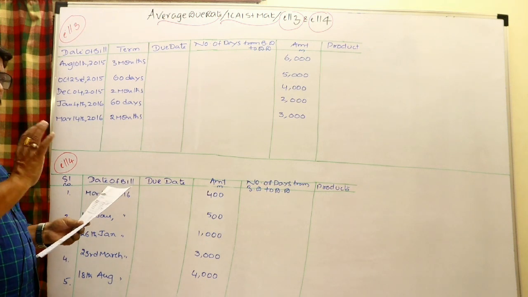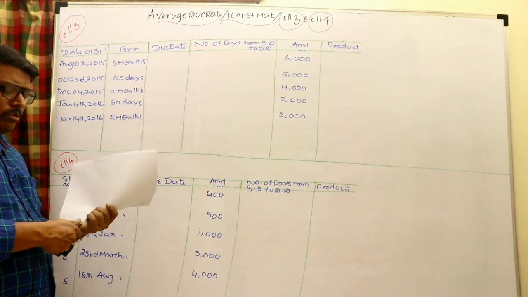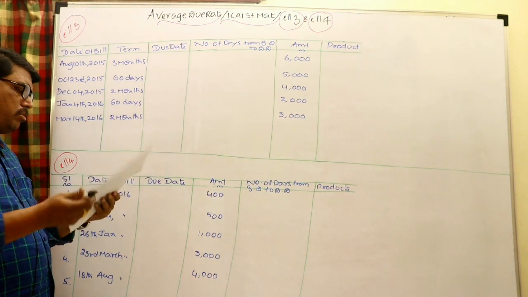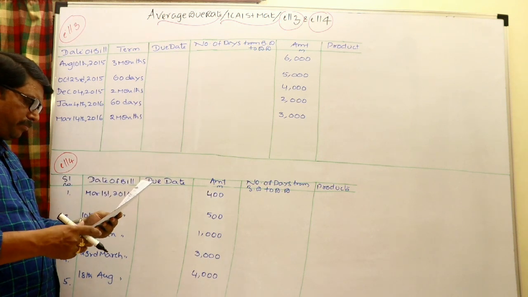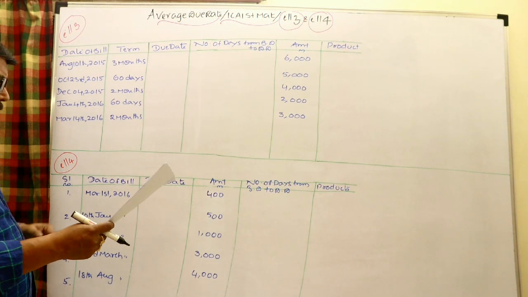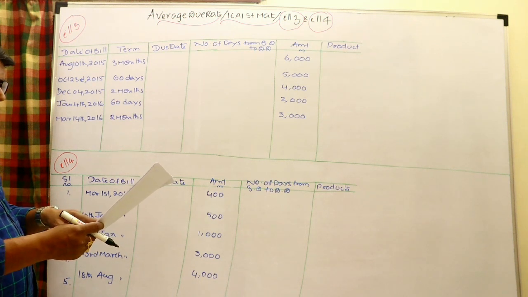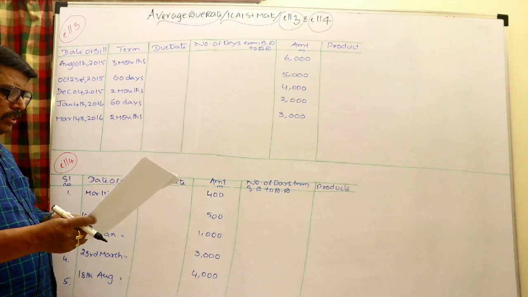Even illustration 4 is a quite similar sum. Third and fourth are both the same. Let us see how simple it is to solve. Illustration 3 first I would like to explain. Calculate the average due date from the following information.